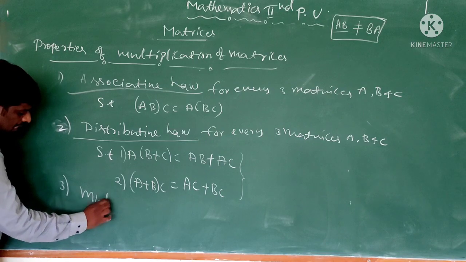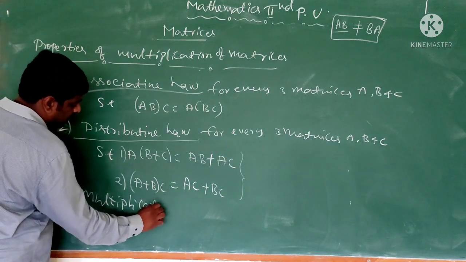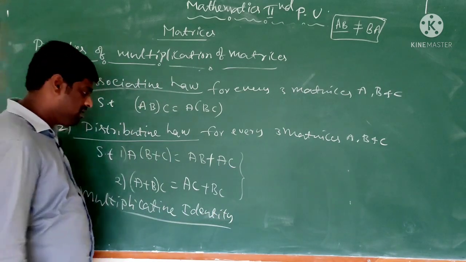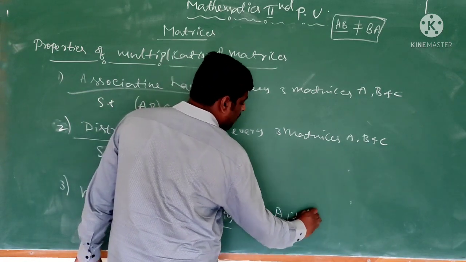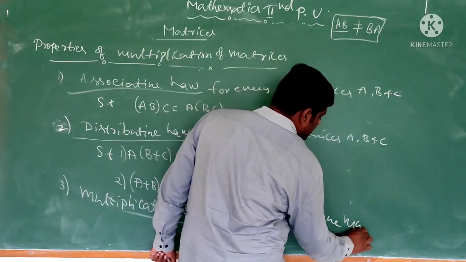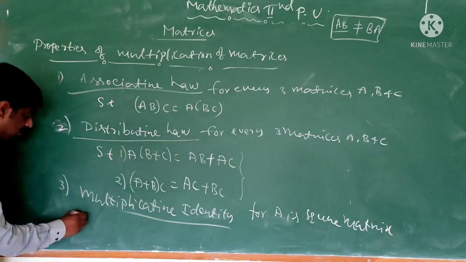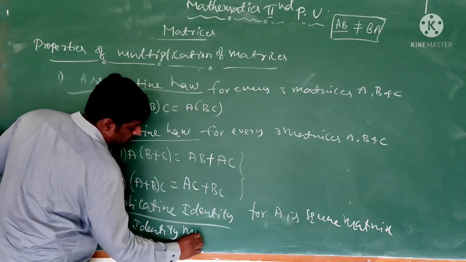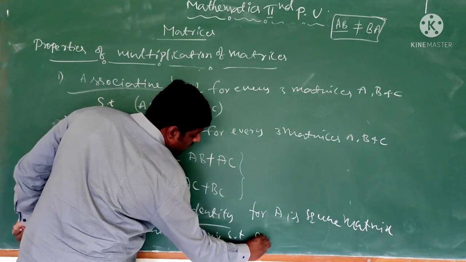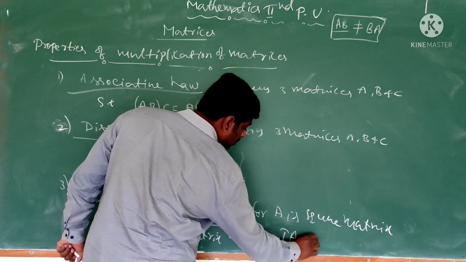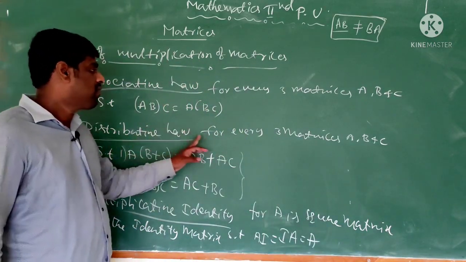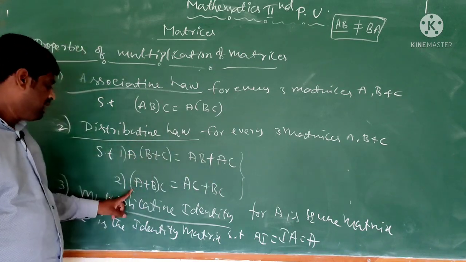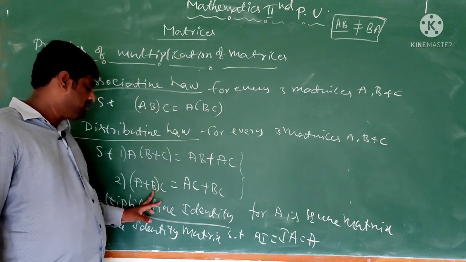Next, the third one is multiplicative identity. So here multiplicative identity means, A is the square matrix, I is the identity matrix, such that IA is equal to A. Okay, so here distributive law: for every three matrices A comma B and C, such that A of B plus C is equal to AB plus AC, and A plus B of C is equal to AC plus BC.